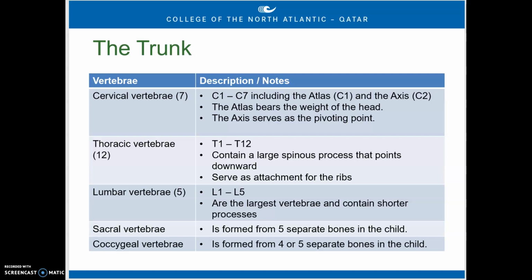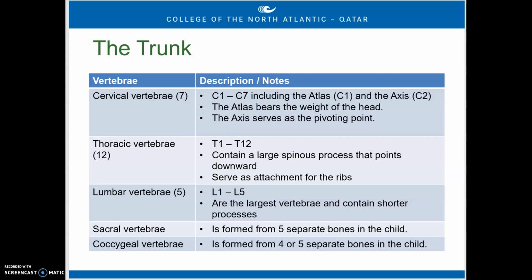The next group we'll look at are the thoracic vertebrae, and there are 12 thoracic vertebrae, T1 down to T12. These are going to be fairly large vertebrae. They have a large spinous process that sticks off the posterior part and heads downwards. These vertebrae are important because they're the attachment point for the ribs.